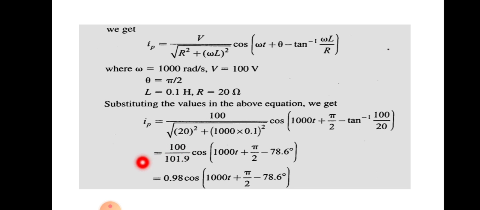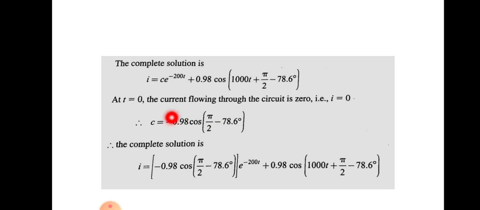That means this is the value of IP at t equal to 0, which gives minus 0.98 into cos(pi by 2 minus 78.6). So we got the value of C. Once we have the value of C, we can substitute it in this equation. So we will get the total solution for the current I equal to minus 0.98 into cos(pi by 2 minus 78.6) into e raised to minus 200t, plus the particular solution, which is 0.98 into cos(1000t plus pi by 2 minus 78.6). So this is the complete solution for the current.